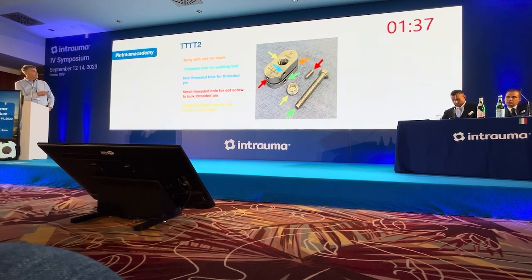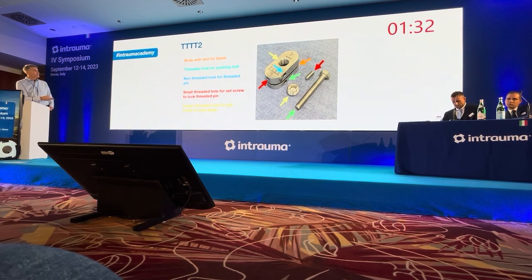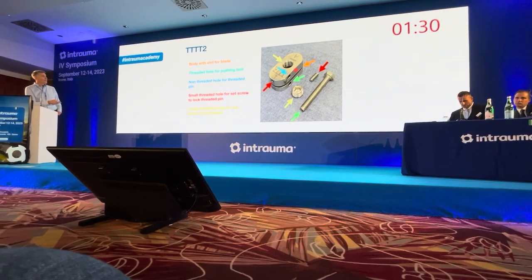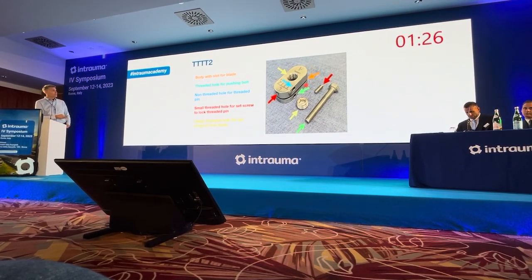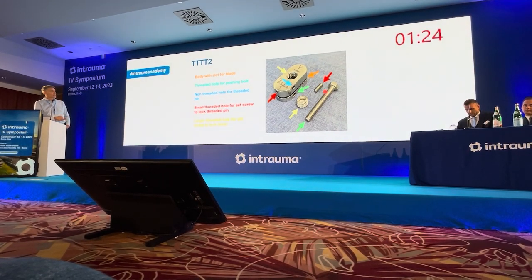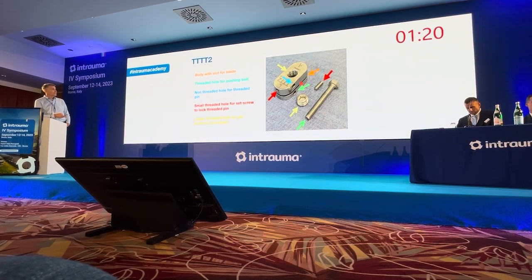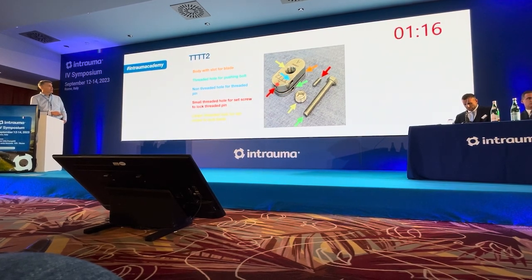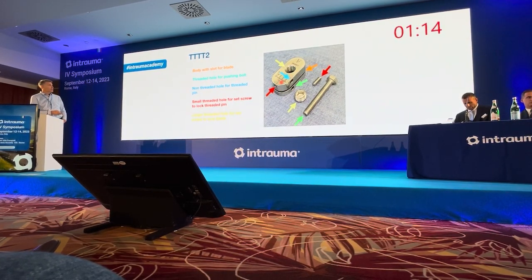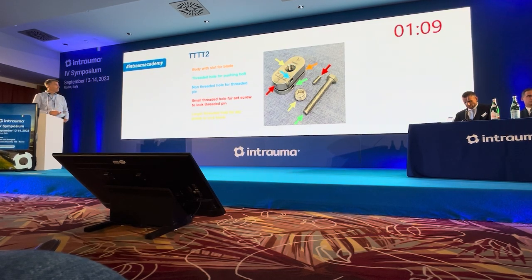The tool itself is composed of 4 parts, has a body with a slot for the blade here, threaded hole for the pushing bolt here, and this we call the pushing bolt, non-threaded hole for a threaded pin, the small threaded hole for a set screw to lock the pin, and then a larger threaded hole to be able to lock a set screw to the blade.